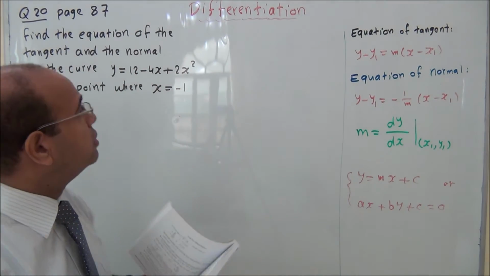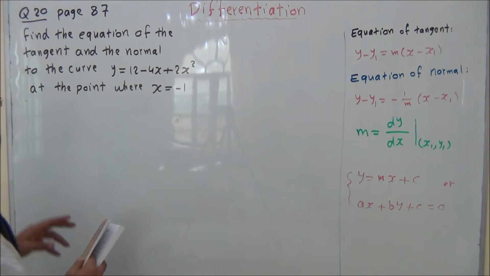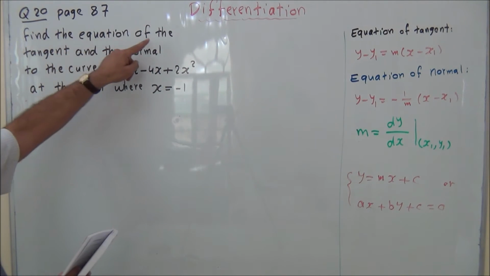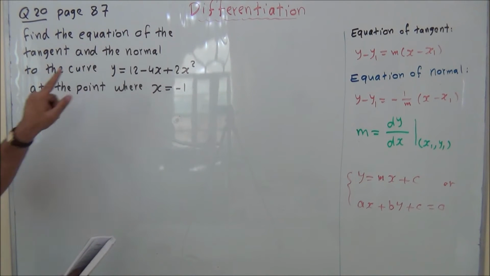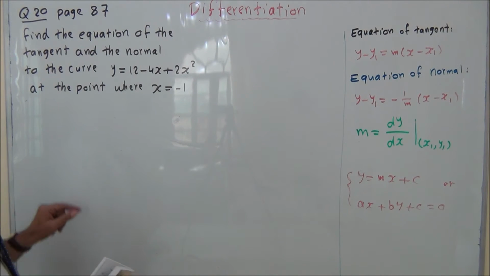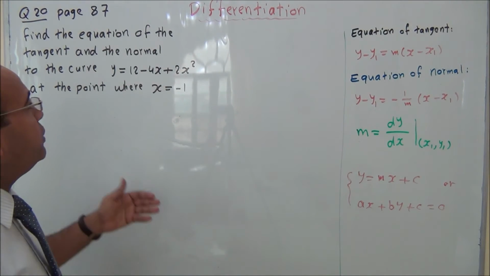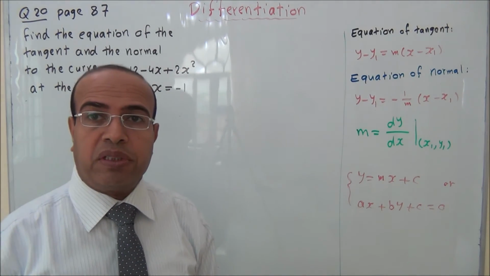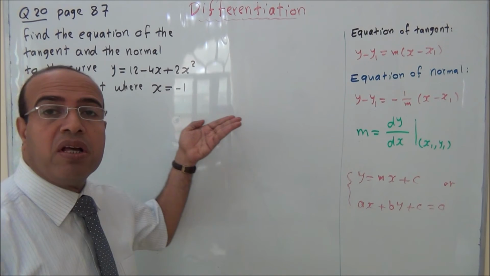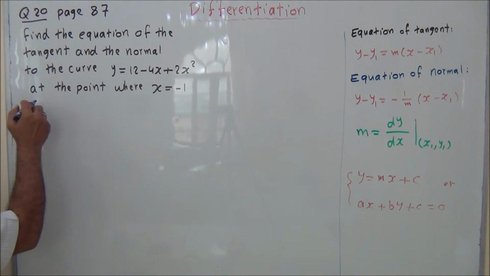Let us see this question 20, page 87. Find the equation of the tangent and the normal to the curve y equals 12 minus 4x plus 2x squared at the point where x equals negative 1. First, we need to get the point as an ordered pair because we have the x coordinate of the point. So the solution.